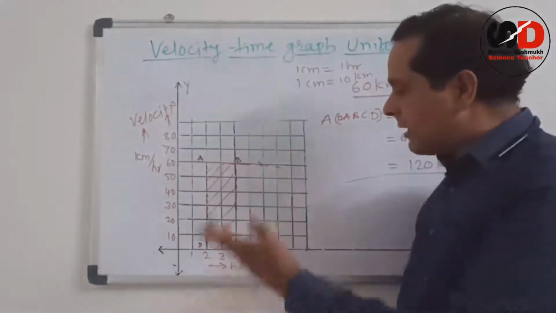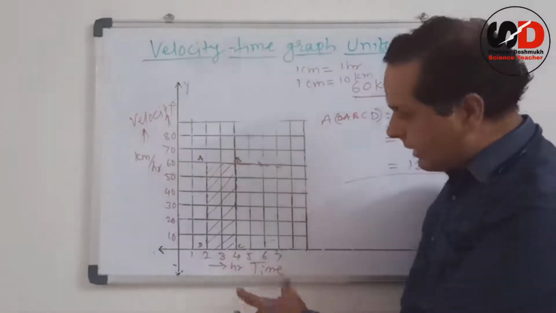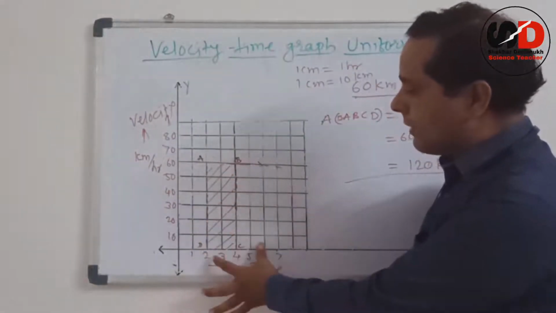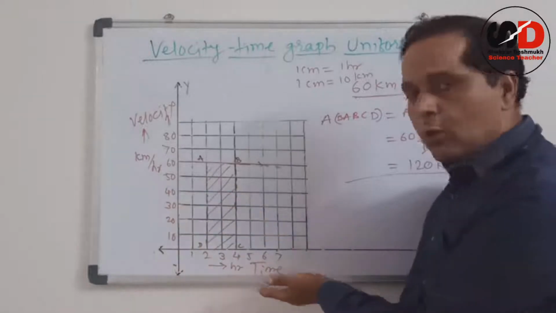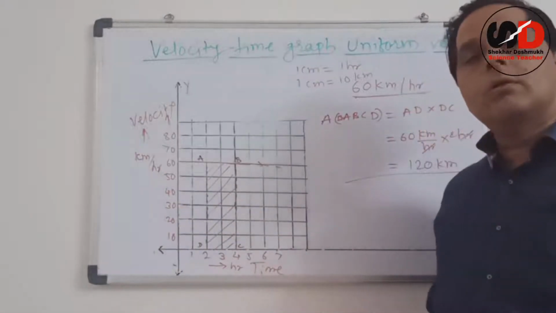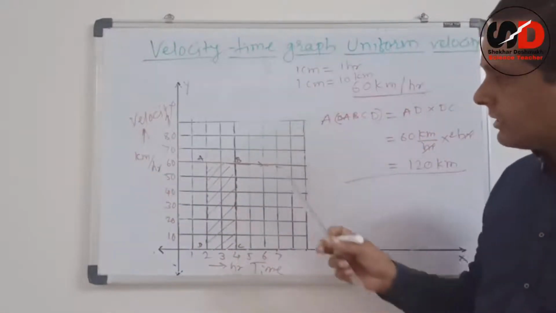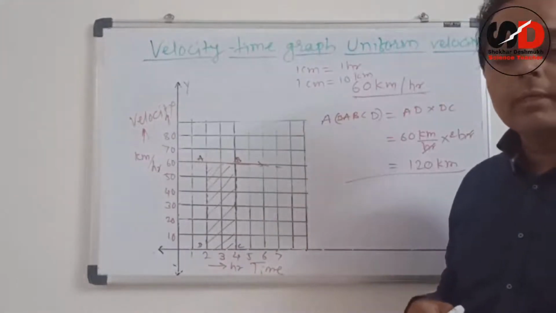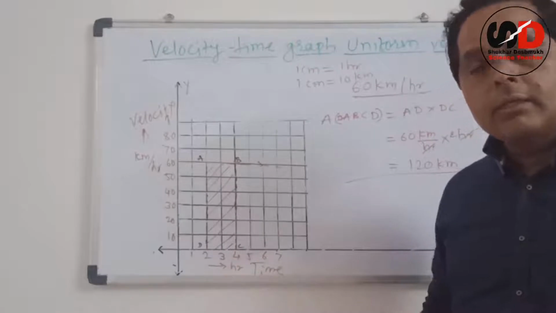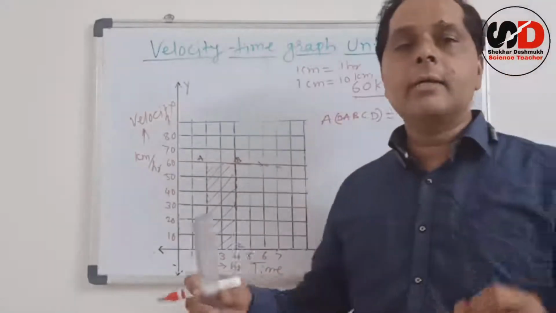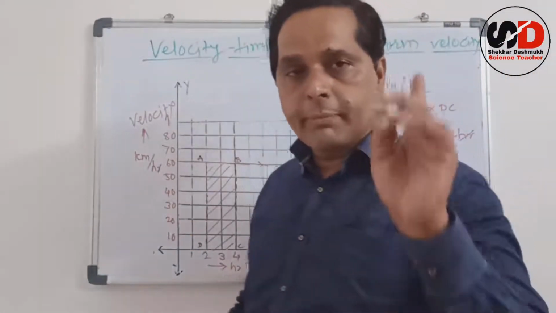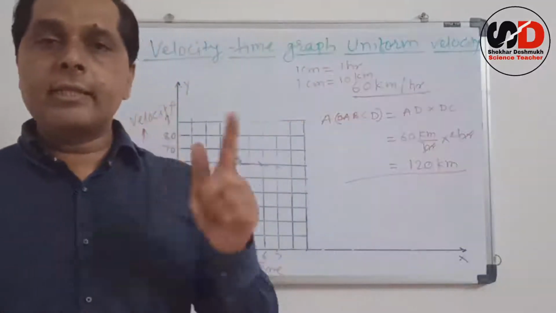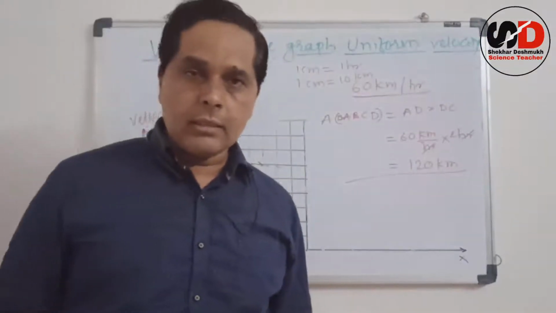2 ते 4 असं आपल्याला 2 ते 6 काढायचं असेल तर काय करावं लागेल? हा एवढा शेडेड पोर्शन करावा लागेल, 60 into 4. So the area of this shaded rectangle portion is nothing but the distance traveled by the train. So keep it in mind, because you require this knowledge in the next article.